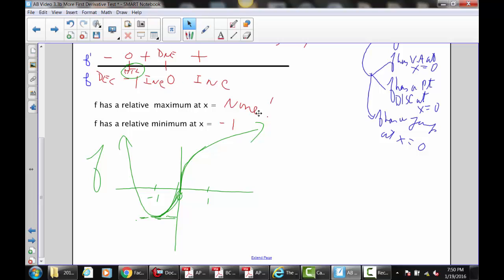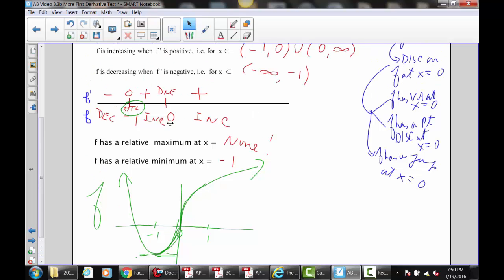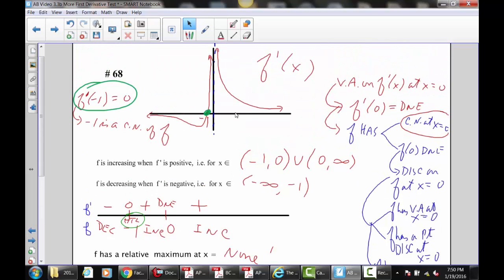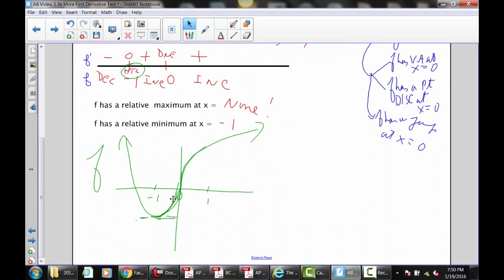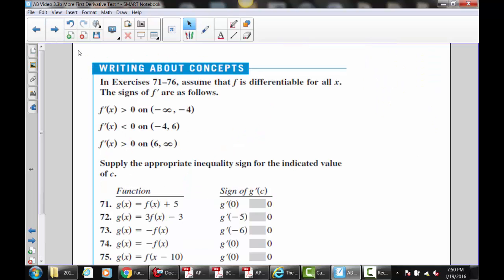I also know that f prime of 0 does not exist. Okay, so I'm interpreting this as there's a vertical tangent line at 0, but you really don't know what's going on. It could be one of many things.